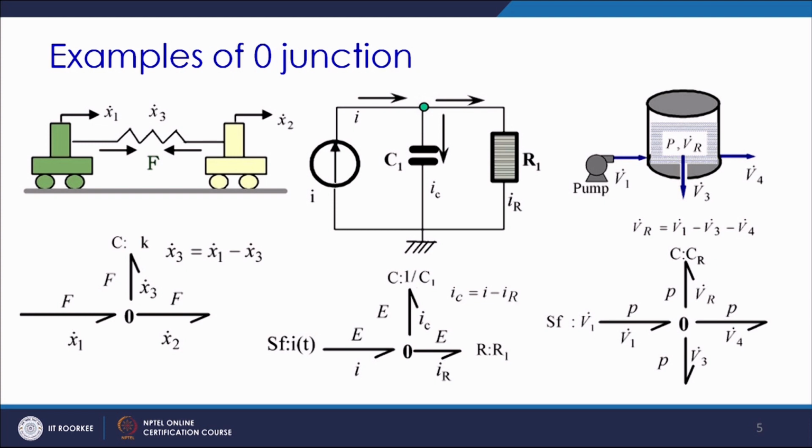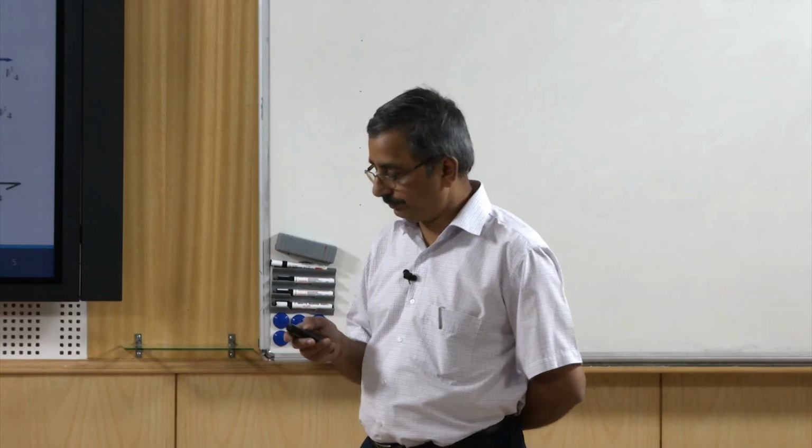Similarly, I can explain a scenario of a parallel circuit consisting of a capacitor and a resistor. The voltages are the same across the capacitor and resistor here, and of course it is a current source. Likewise, we can represent a hydraulic system, say a pump filling a tank, and there is a discharge from the tank, the 2 discharges. In this case again your pressure is going to be the same across all the elements. So this scenario can again be represented by the 0 junction.